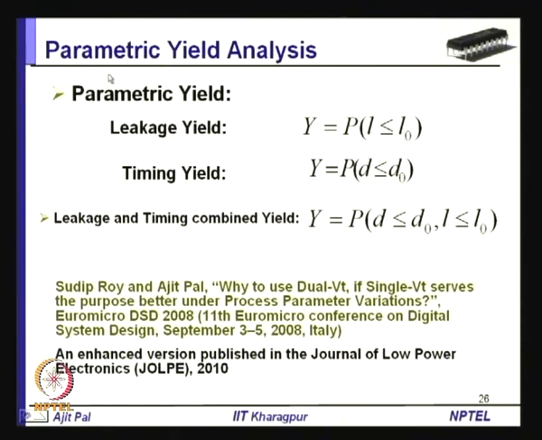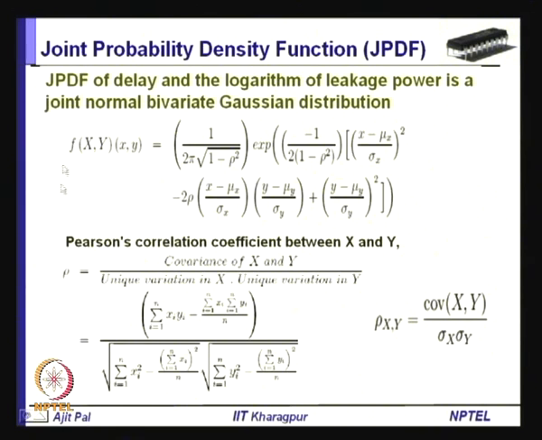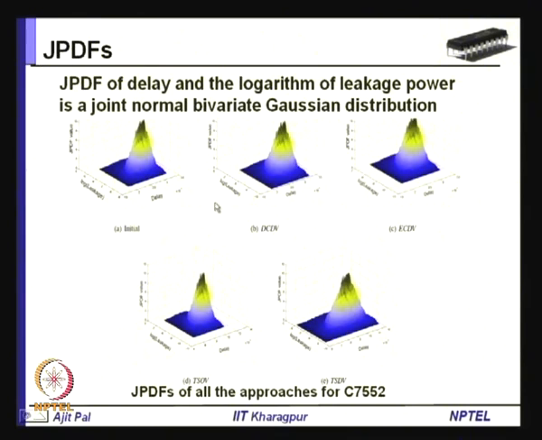For this approach, parametric yield analysis has been used, and some statistical approaches have been used to verify the efficacy of this approach, where the joint probability distribution function has been computed. Here is the plot of the joint probability distribution function of delay and logarithm of leakage power. The JPDF, joint probability distribution function, is a joint normal bivariate Gaussian distribution for the different approaches given here.